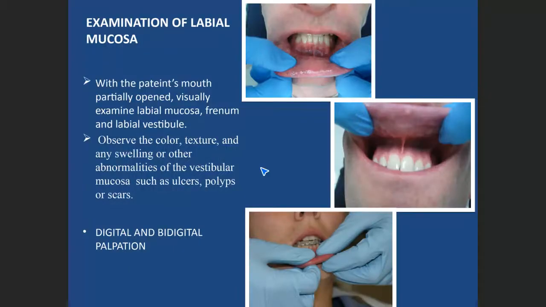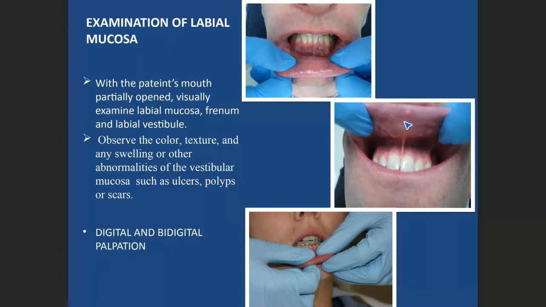Okay, next is examination of the labial mucosa. So how do you examine labial mucosa? You retract the lip completely with both your hands. Okay, and then you examine the lower labial mucosa and the labial frenum.